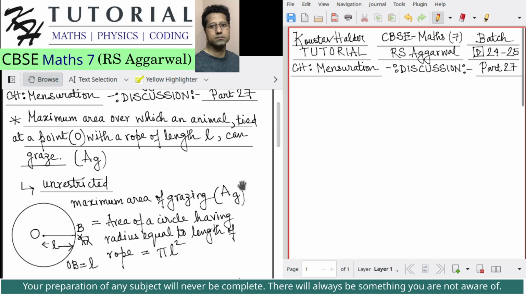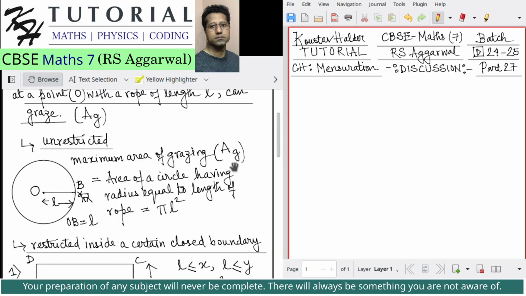Okay, so the problem that we will solve is how to find the maximum area over which an animal which is tied at a point with a rope of length L can graze. As you can see on the left hand side, as I am speaking, please refer to the notes on the left hand side. That way it will make more sense to you.